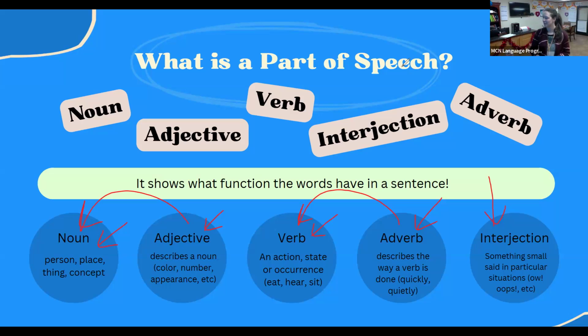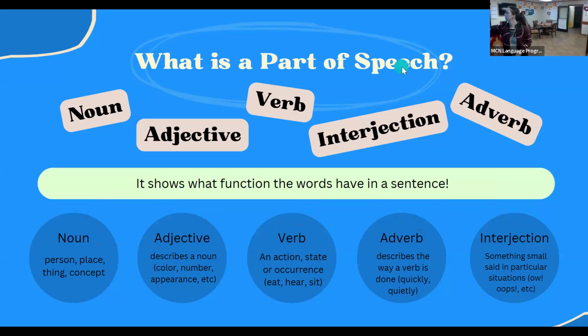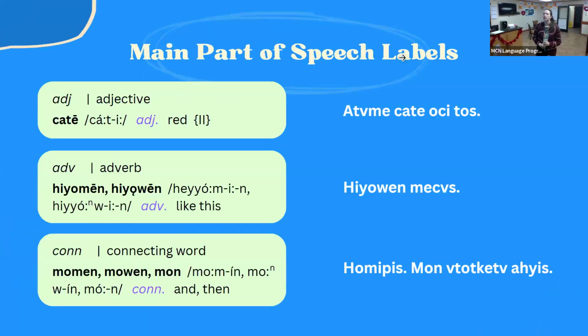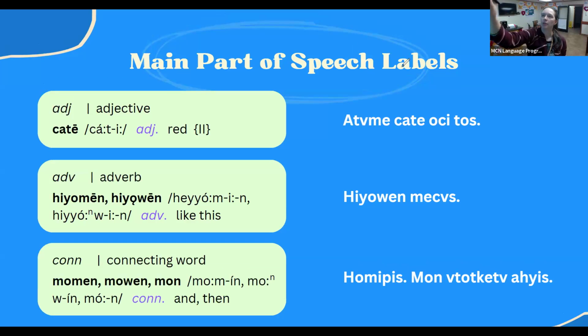Hey la. Perfect. Okay. So with a better understanding of what a part of speech is, here's how they're shown in the dictionary. I have them purple in this case, so that it's easy for us to see. Okay, so for the example of adjective, the entry would look like this.